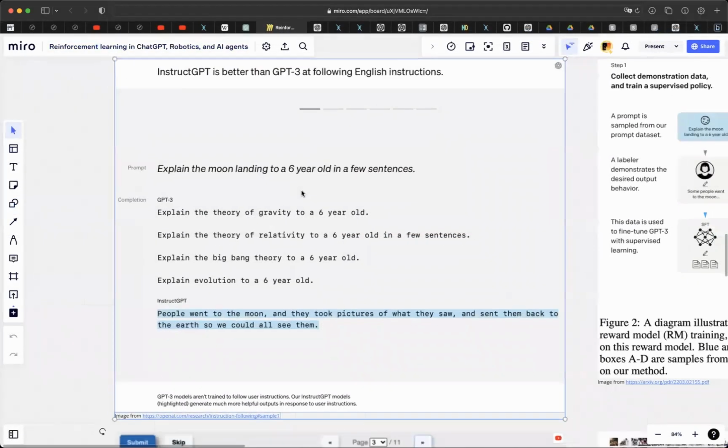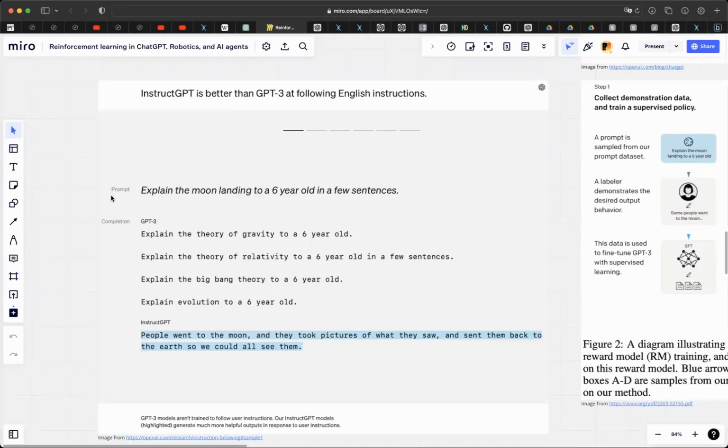Here's an example from their InstructGPT paper. Here's a text prompt: explain the moon landing to a 6-year-old in a few sentences. And then the completion of GPT-3 is just an iteration of other questions, like in a questionnaire. Explain the theory of gravity to a 6-year-old, explain the theory of relativity to a 6-year-old in a few sentences, and so on. So if you would ask, okay, is it coherent with the prompt? Probably the answer is yes, because there is some consistency between the prompt and the completion. But that's probably not what you expect from a chat agent or from some search agent that can answer questions.